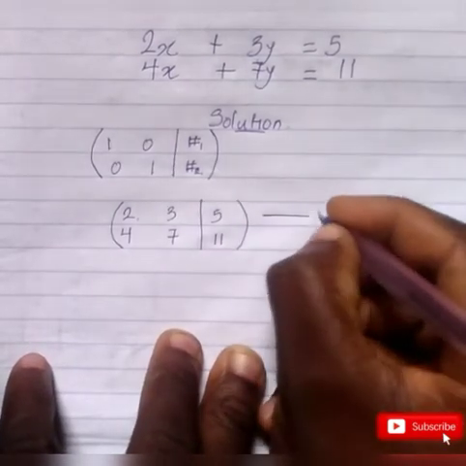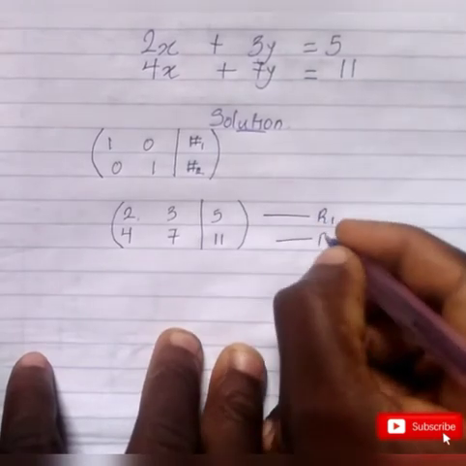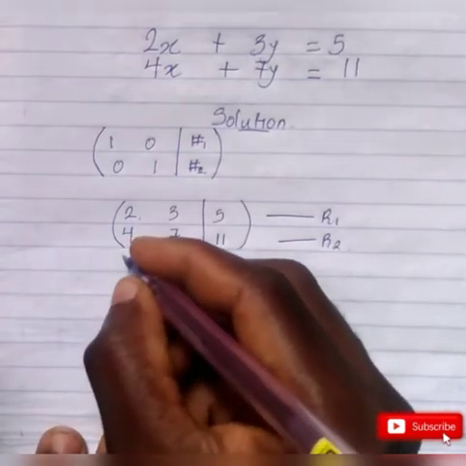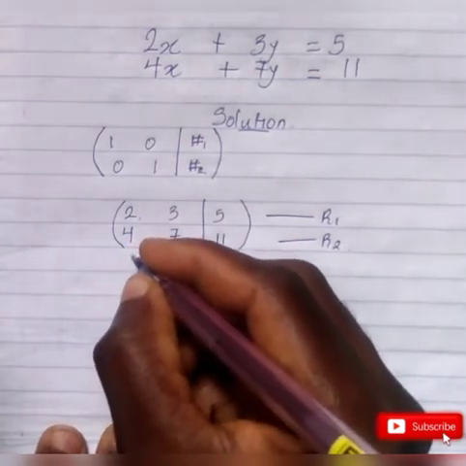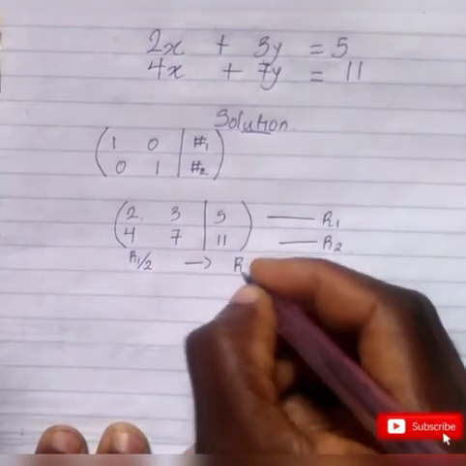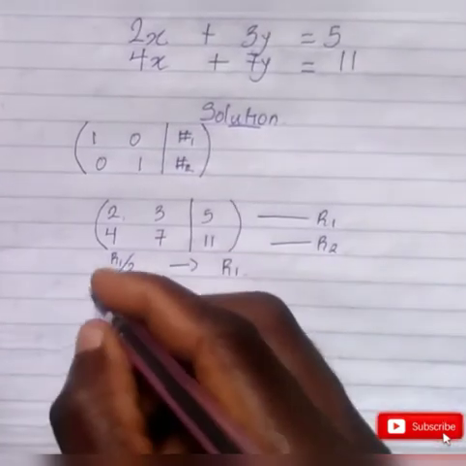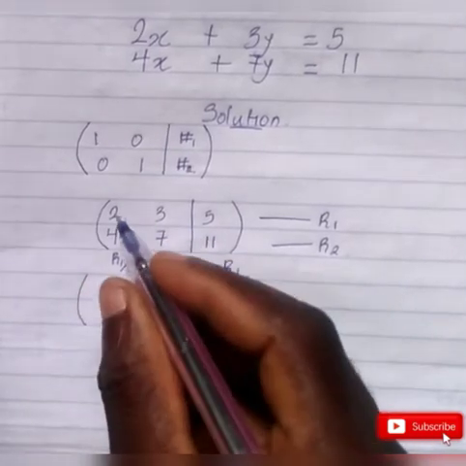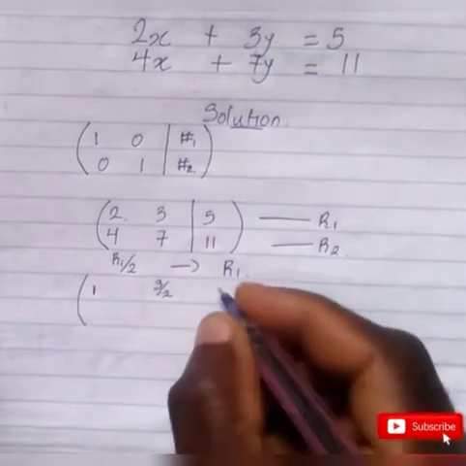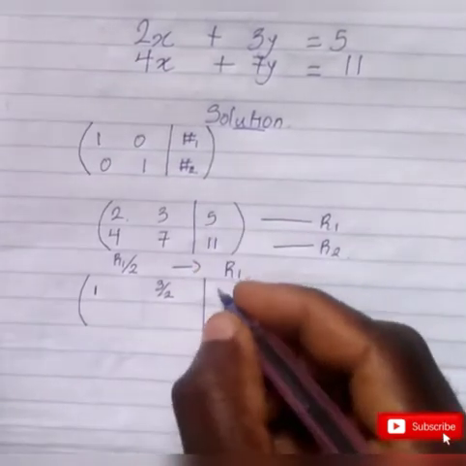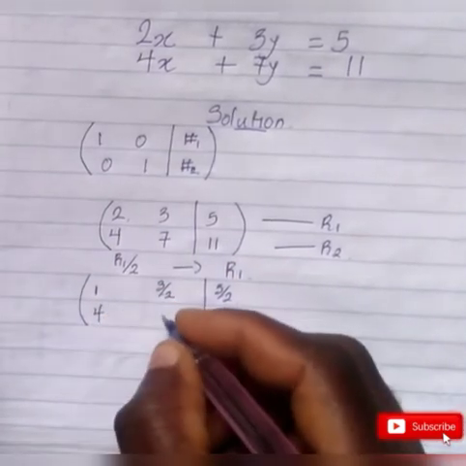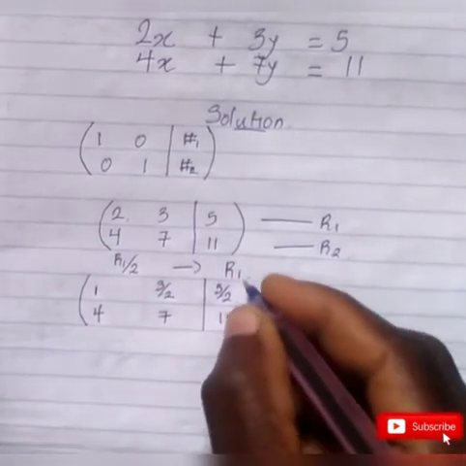And you have to consider something. This is our row 1 and this is our row 2. So this is what you say: let's divide all of row 1 by 2. That means you have row 1 divided by 2, and that gives you your real row 1. So once you do that, you have this. You have 2 divided by 2, that is 1. 3 divided by 2, you have 3 over 2. 5 divided by 2, you have 5 over 2. Then nothing happens to your row 2. You write your row 2.